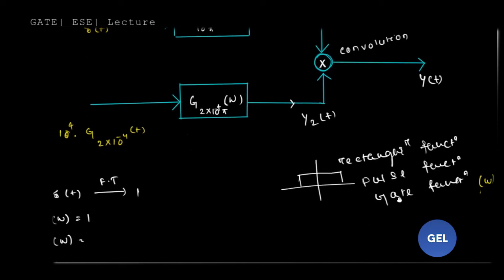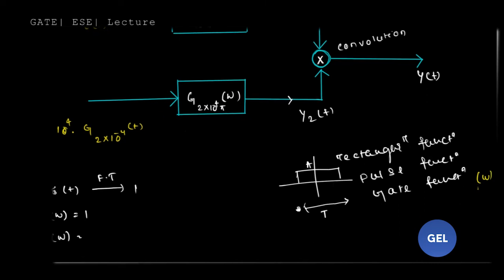Now if you have a gate function like this, whose width is T, and its magnitude is A, you can write this in this format: A into g of t, whatever the domain is, time domain for example, then t.